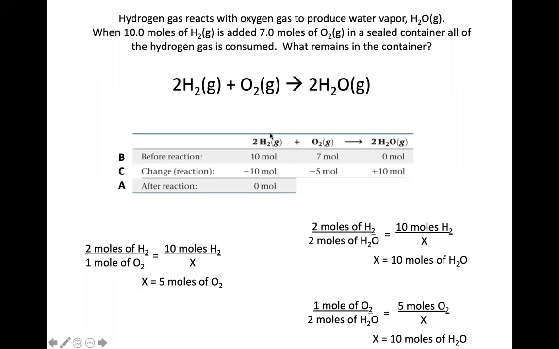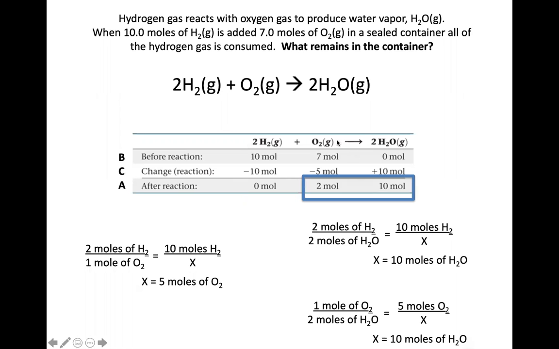In fact, some of the high school teachers I work with, instead of calling it the change line, they call it the coefficient line. That's what they say C stands for. Look at the coefficients. 2, 1, and 2 are in the same proportions we see as 10, 5, and 10. They're just getting scaled differently. They have to because that's what the coefficients are telling me.